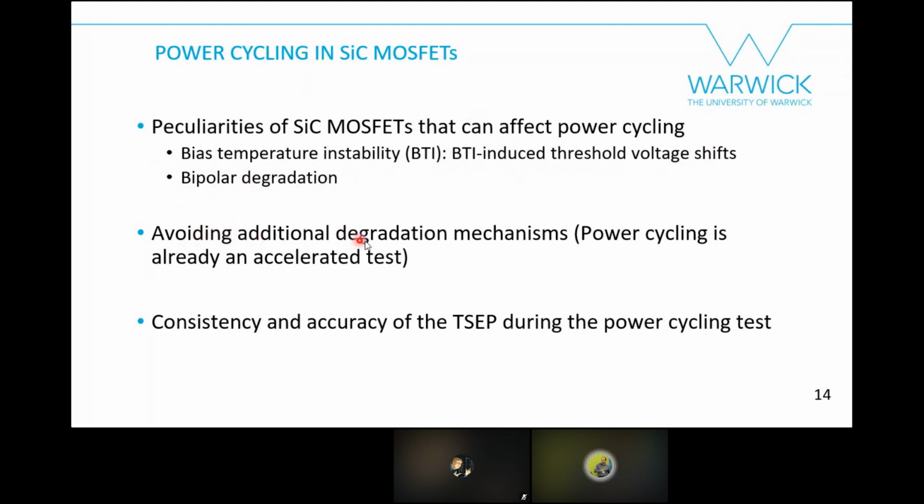Key to power cycling is avoiding additional degradation mechanisms. As power cycling is an accelerated test, you don't want to add any other mechanism rather than temperature and the thermomechanical stresses. And it's important that your TSEP is consistent and accurate during the whole power cycling test. You want to be sure that you are measuring the right temperatures during the whole duration of the test.